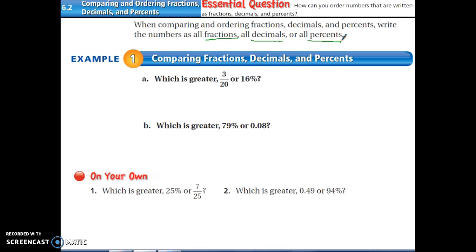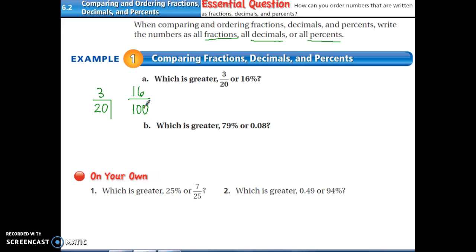Since I have in example A both a fraction and a percent, I can write them as either both fractions or both percents. Whichever you prefer is fine. I'll go ahead and do it both ways so you can see it both ways. If I want to write both as fractions, I'm going to leave my 3/20, that's already a fraction, which cannot be reduced, and I will write my 16% as a fraction. Percent means over 100, so I have 16/100.